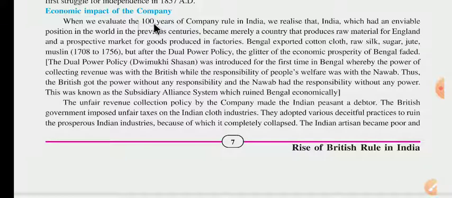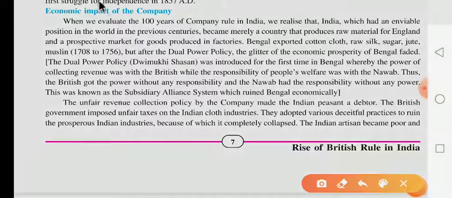When we evaluate the 100 years of company rule in India, we realize that India, which had an inviolable position in the world in the previous century. Now, what was the meaning of inviolable? Inviolable means covetable, gehri, position in the world in the previous century.